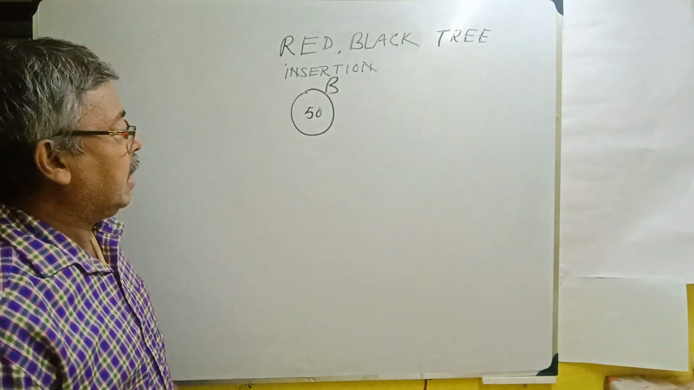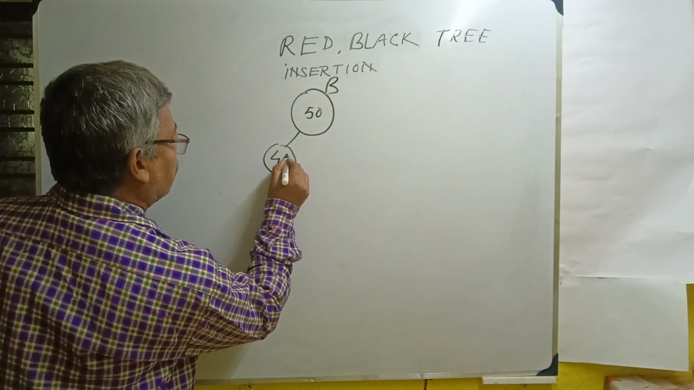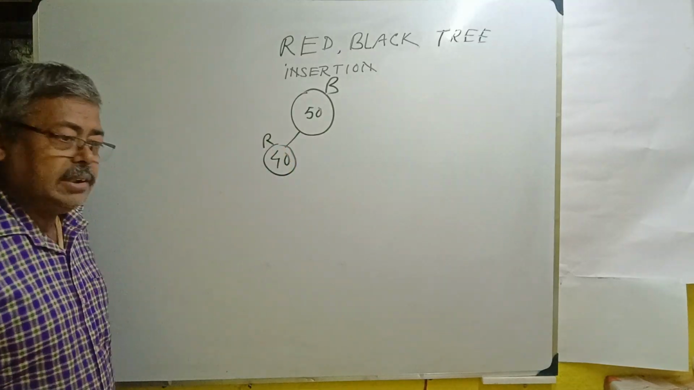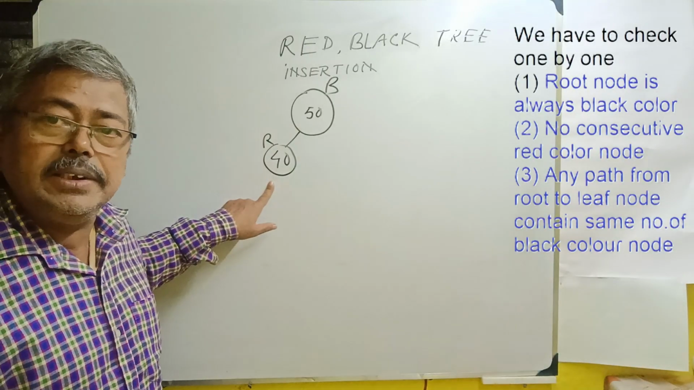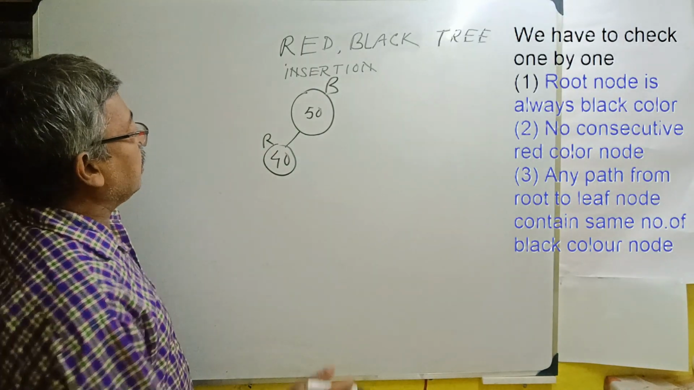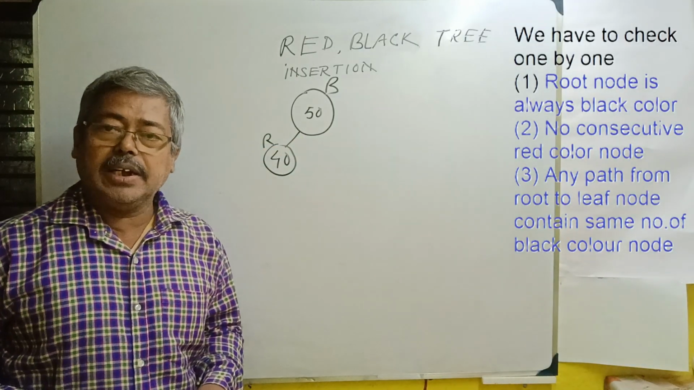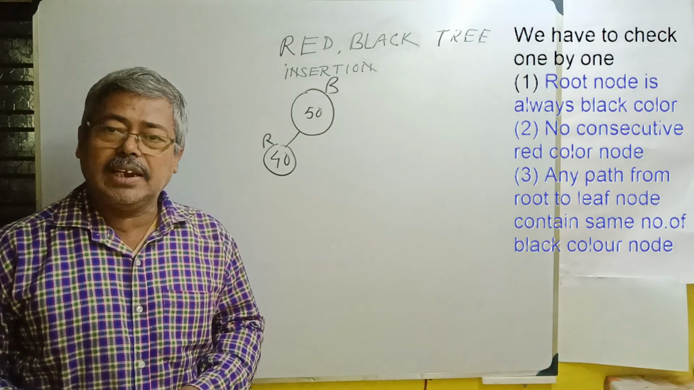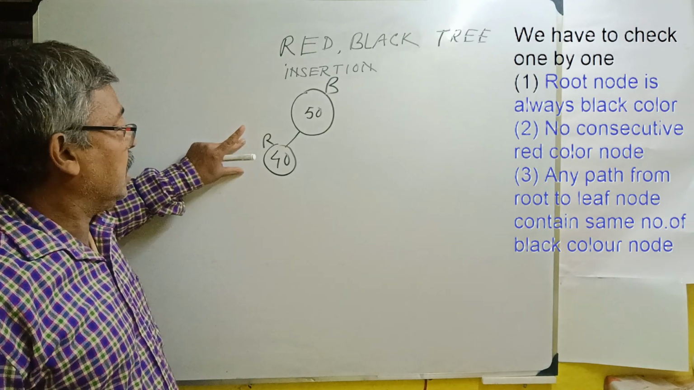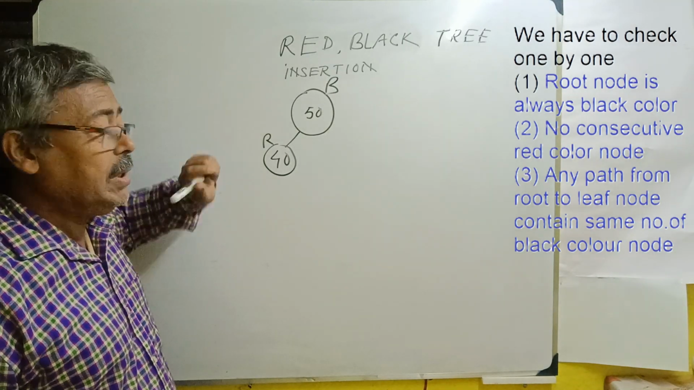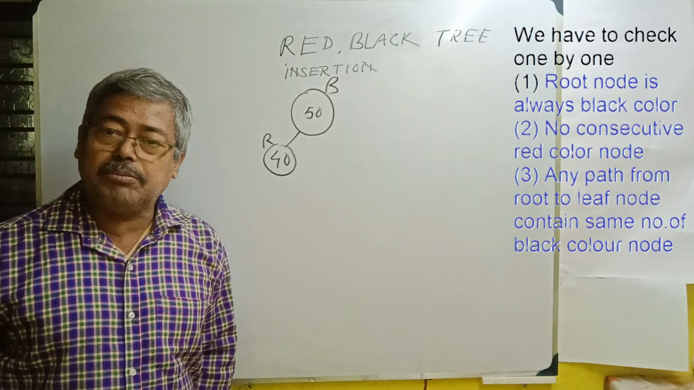Now I am considering that the value is less than 50, that is, the value is 40, and the color of the inserted node is always red. So this is the red inserted node, value 40. Now I have to check whether it is a red-black tree or not. There are three red-black tree conditions. First condition is the root node is always black, and if any red confliction occurs, it will be resolved first; if not, it is okay.